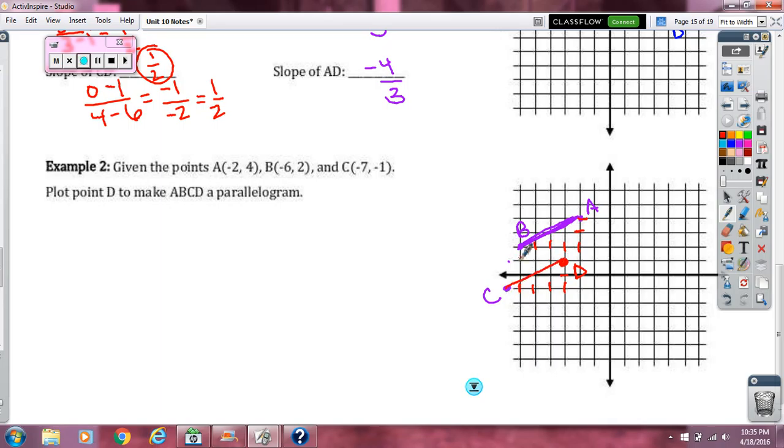And I'll sketch in the rest of the parallelogram to make sure that it's all working out nicely. Lovely. Alright, cool. So last thing I've got to do is just write down those coordinates, which were negative 3, 1.